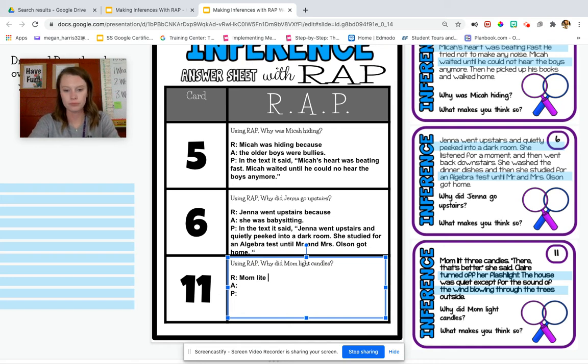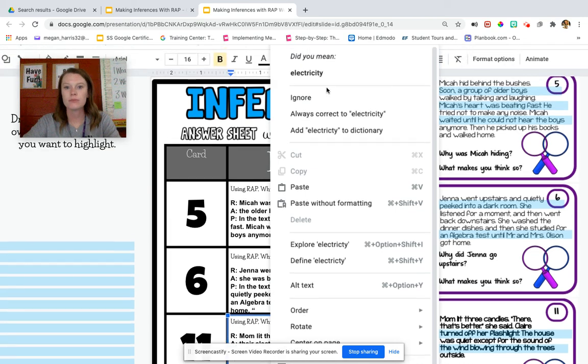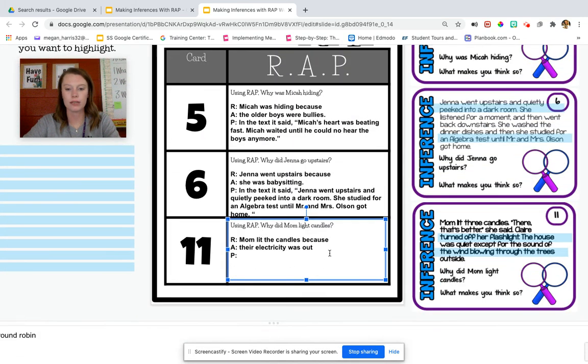So we're going to restate using words from our question. Mom lit the candles because, so I'm using those words from the question. Why did Mom light the candles? Mom lit the candles because their electricity was out. Sometimes even teachers don't spell things right, kiddos. Okay, very good. Now the hard part, we got to prove it.